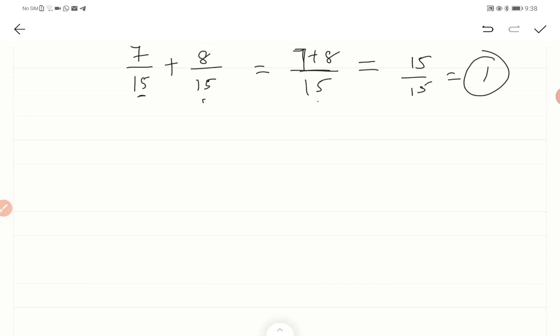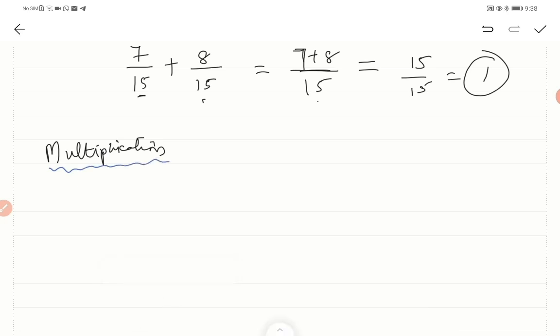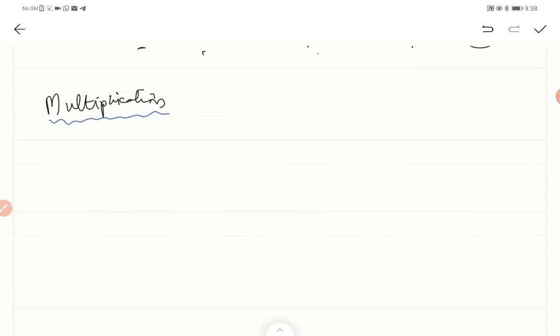Now the next thing is, addition and subtraction are one and the same, so we have done with that. The next thing is multiplication. Multiplication of fractions is very easy. You don't have anything to check with like fractions, unlike fractions, and all these things. First of all, let us see multiplication of a fraction with a whole number.